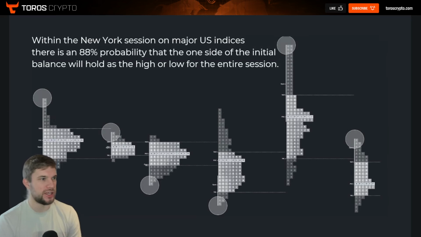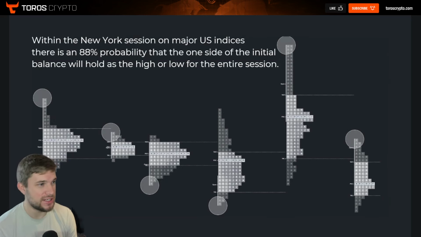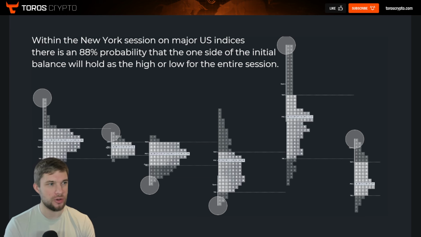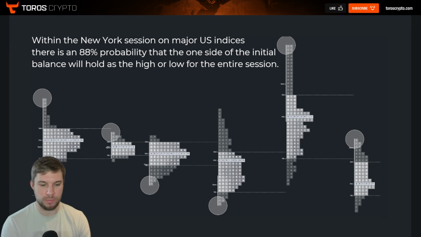First of all, the basic premise of this is that within the New York session on major US indices, there is an 88% probability that one side of the initial balance will hold as the high or the low for the entire session.